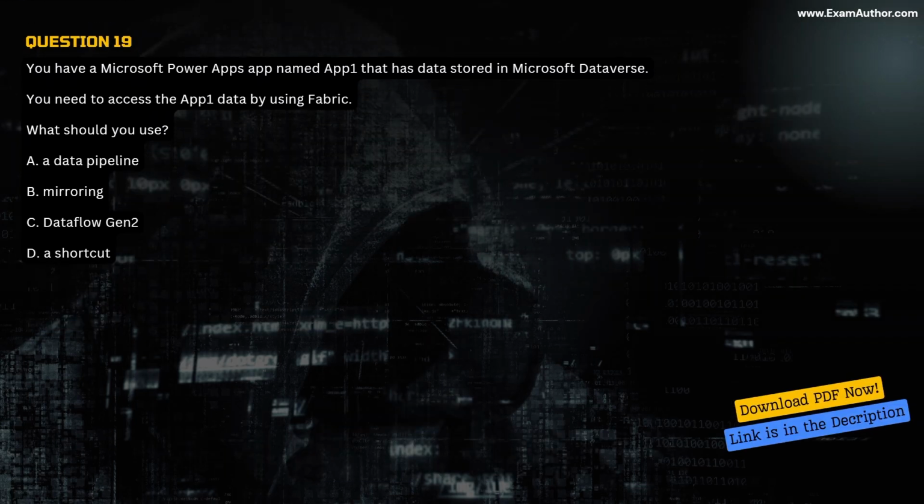Question 19. You have a Microsoft Power Apps app named App1 that has data stored in Microsoft Dataverse. You need to access the App1 data by using Fabric. What should you use? A. A data pipeline. B. Mirroring. C. Dataflow Gen 2. D. A shortcut. Correct answer D.